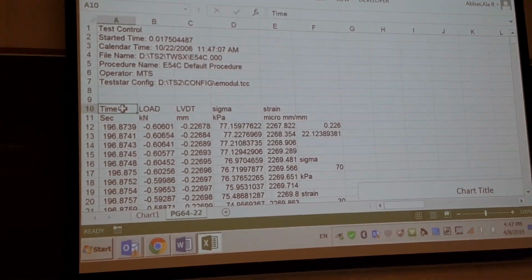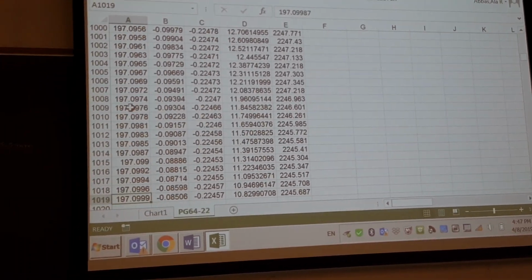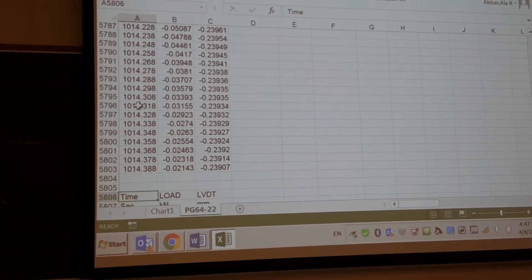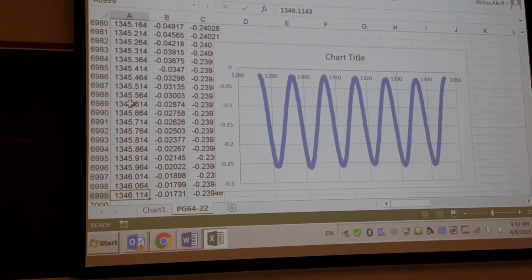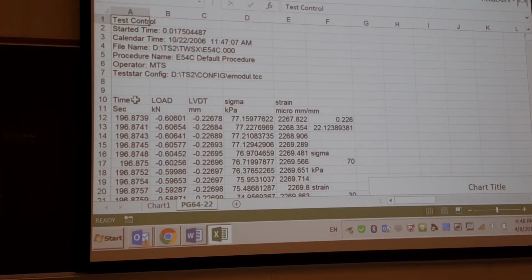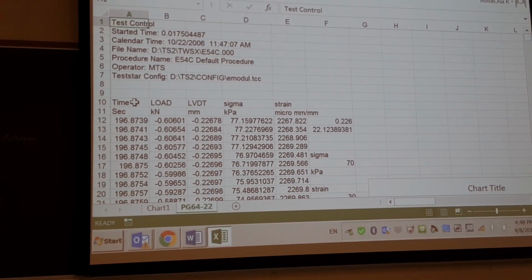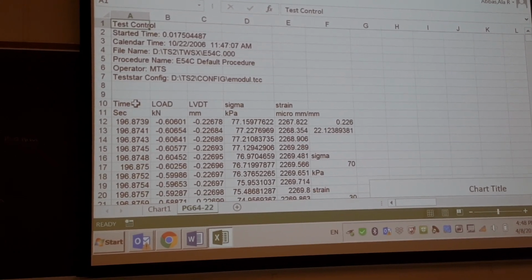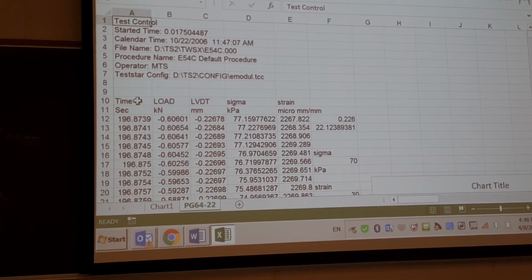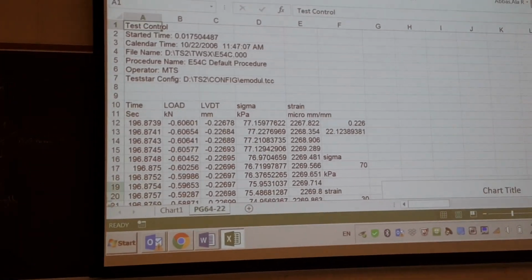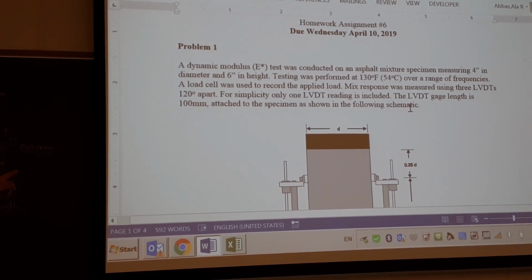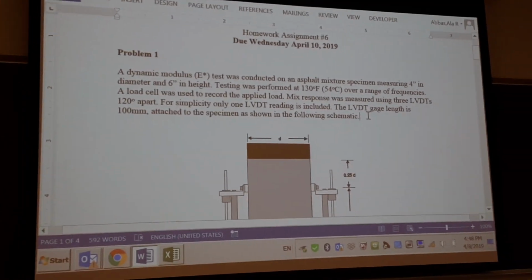So now, let's count how many sequences we have. So we have 1, 2, 3, 4, 5, 6 temperatures, or 6 frequencies corresponding to 6 curves. Okay, so you're going to basically get the dynamic modulus for each frequency, and then you're going to plot a log E star versus log frequency curve for the testing temperature of 54 degrees centigrade. Okay, so that's the first problem.